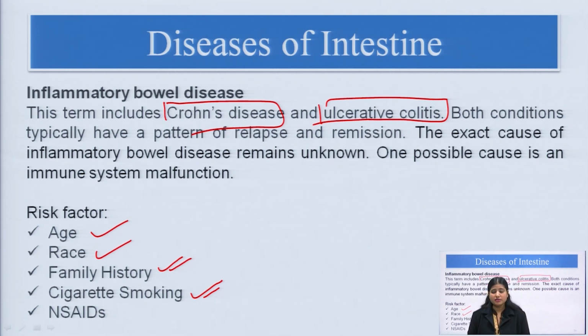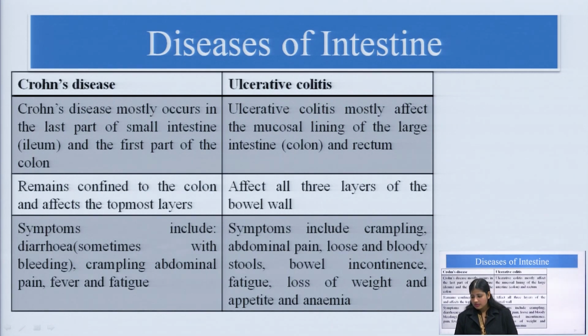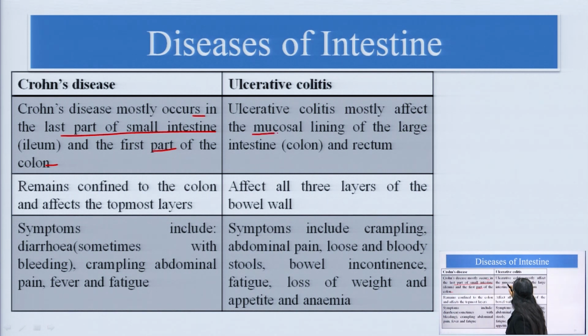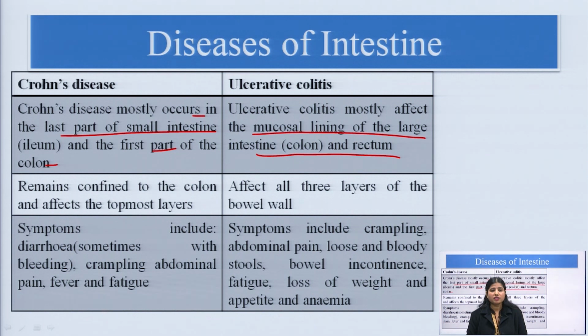inflammation in the intestine. So Crohn's disease and ulcerative colitis, the basic difference is that in Crohn's disease, only the last part of the small intestine and the first part of the colon is affected, whereas in ulcerative colitis, it is the mucous lining of the large intestine and the rectum. Yes, so this is one of the basic differences in the site, whereas the Crohn's disease is not confined to the colon, whereas ulcerative colitis will affect all 3 layers of the bowel wall.